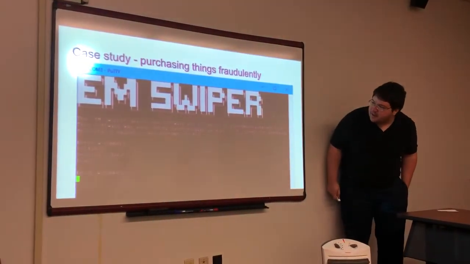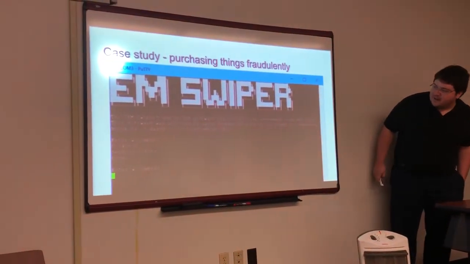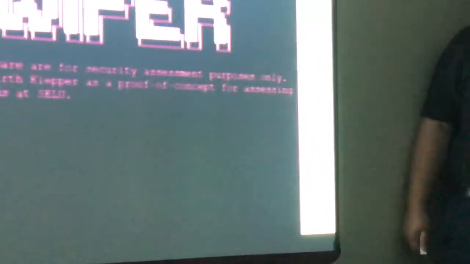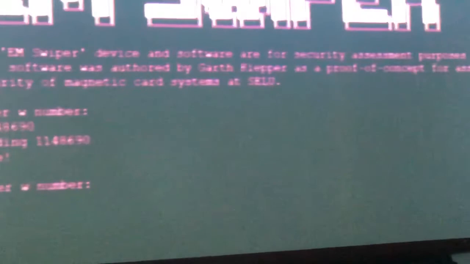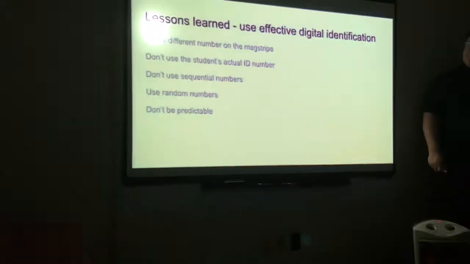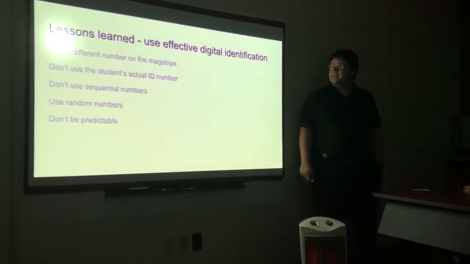So here's a program that I wrote. You can't really see the text, which is disappointing. But over here, you basically just type in the W number, and you hit enter, and it sends out the magstripe data. So that's the code that my microcontroller is running. Very, very simple. You just type in a number and go.